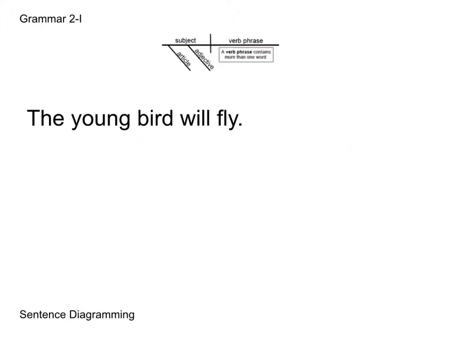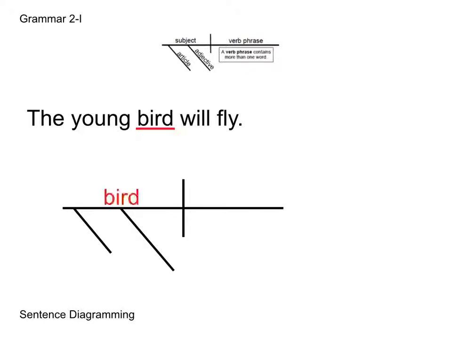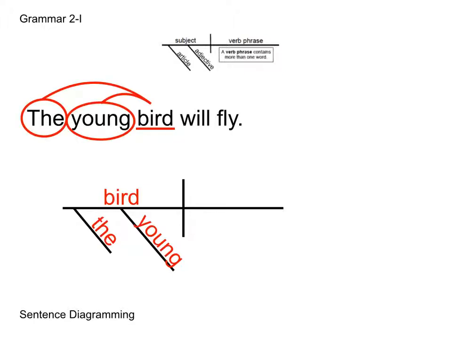So let's look at an example. We have the young bird will fly. Let's set up our little structure. And we're going to want to put the subject down first. So we have bird on that first part of the baseline. And we do have two words describing bird, so we will fill in those diagonal lines connected to the subject, and that would be the and young. And then we need to put our verb in the appropriate place, which would be on the baseline after the vertical line. And remember, will and fly are both part of the verb phrase, so that's why both of the words are going onto that line.